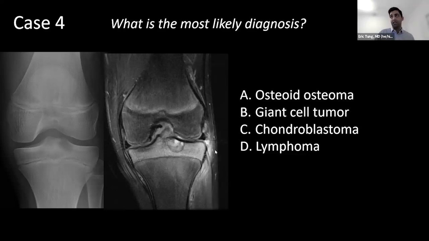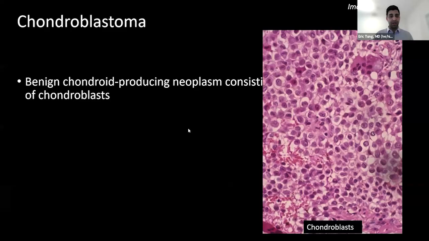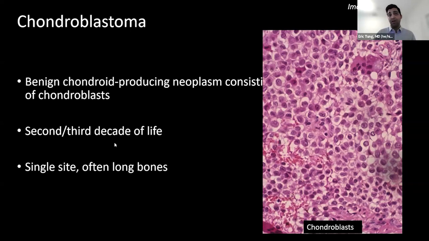And so for an epiphyseal lesion that is highly inflammatory, the leading differential diagnosis in a kid is going to be chondroblastoma. Chondroblastomas are benign chondroid-producing neoplasms that consist of chondroblasts, and they often occur during the second or third decade of life. While they are often associated with a pediatric diagnosis, keep in mind that they can occur in your 20-something-year-olds. They often occur at a single site, usually in long bones, and their epiphyseal location is classic.